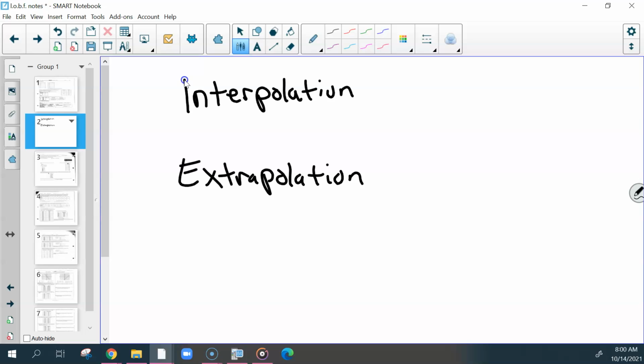If we are interpolating something, these are data points within our set of data points. So inter, within, you can kind of think of that. Extrapolation, so if we extrapolate something, we're looking for some sort of data outside of our set of data.